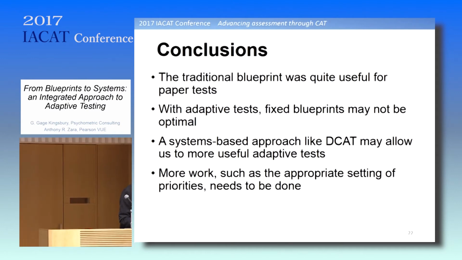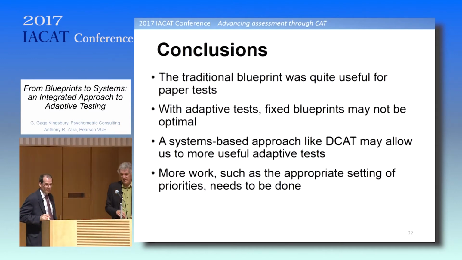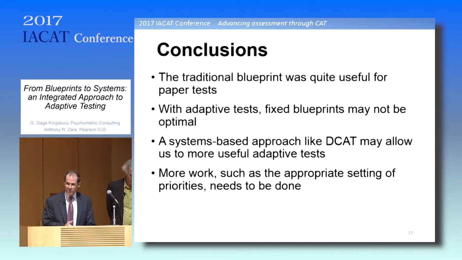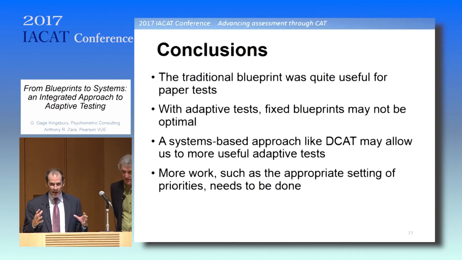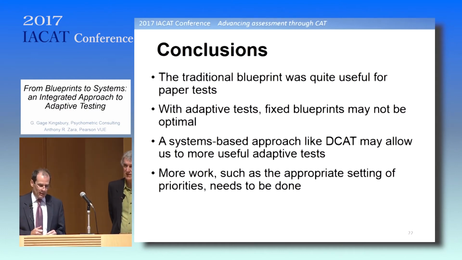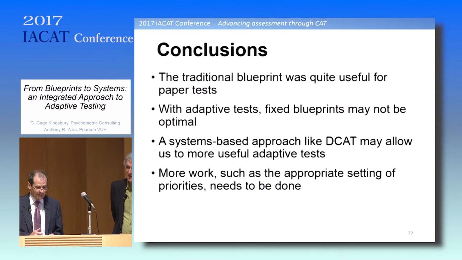The traditional blueprint made a lot of sense with paper tests. It was useful for both educational and licensure certification applications. It gave us a roadmap for how to give students the right test at the right time. With adaptive tests, we've discussed there's a lot of other elements that are important, and the traditional content area-based blueprint is probably obsolete and not sufficient for controlling adaptive tests.